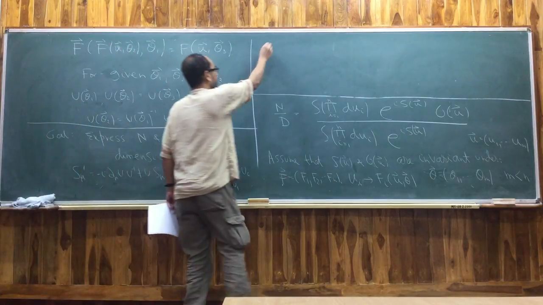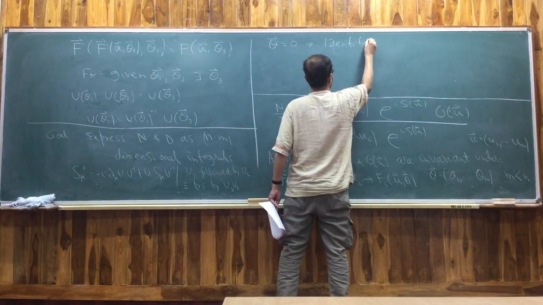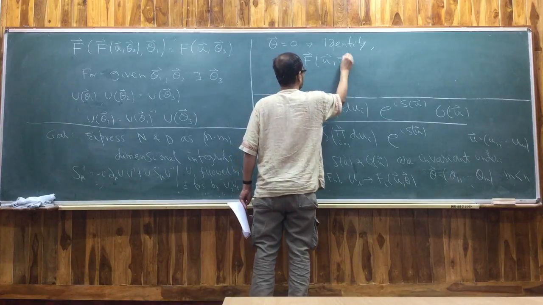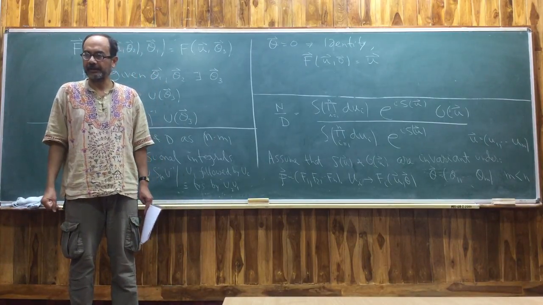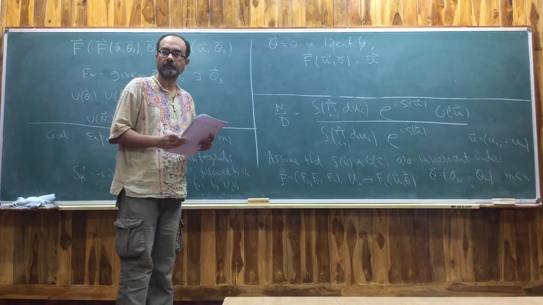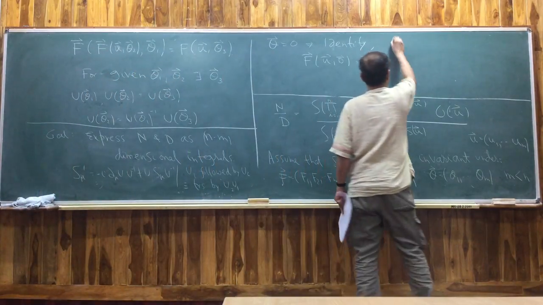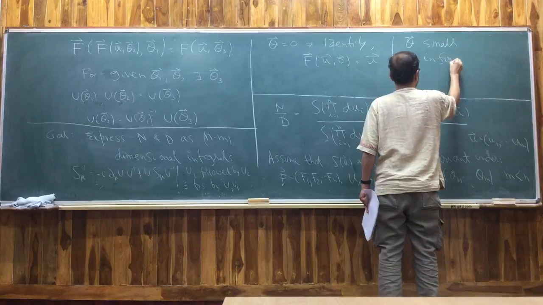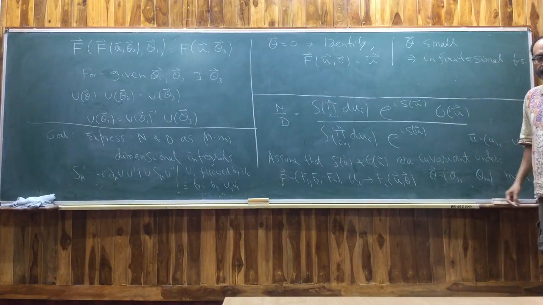So we'll assume, and this is just a convention, that theta equal to 0 is identity, which means that f of u, 0 is u itself. You don't transform u at all. Identity means that you act on u and get back u. So infinitesimal theta, small theta, will correspond to infinitesimal transformation. These are just conventions.